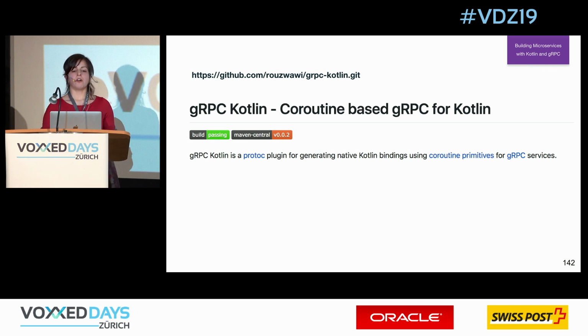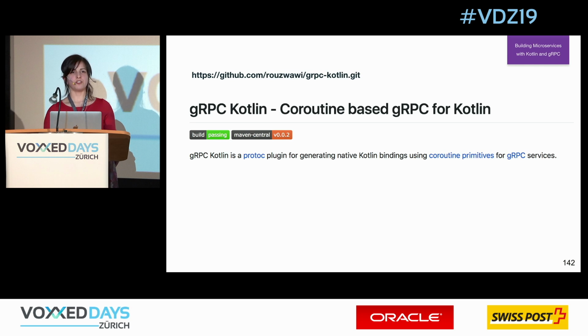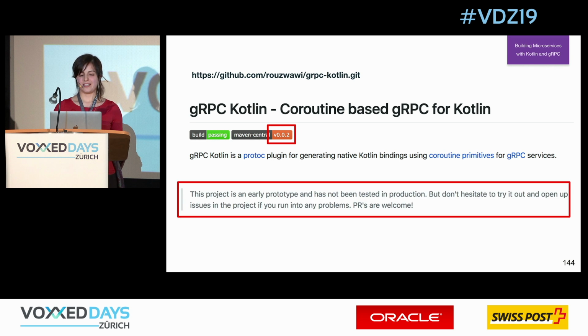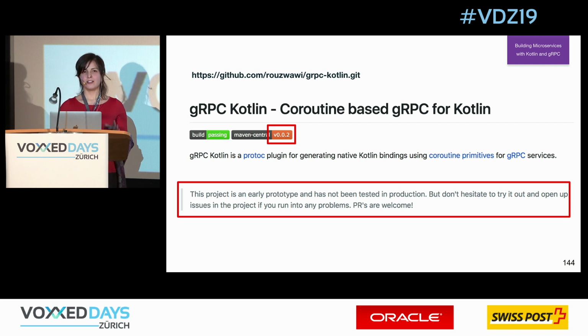When I tried to Google and find some library for gRPC in Kotlin, I found gRPC Kotlin, and I thought that it is an official library, I should use it, it's cool, it's what I need. But then I found out it's version 0.0.2, and I was a little bit surprised, and then I found this note. Actually, this note from the author of this library tells us, don't use me.